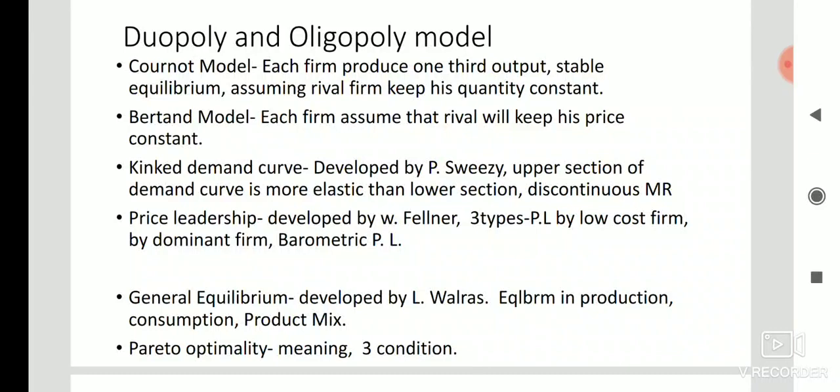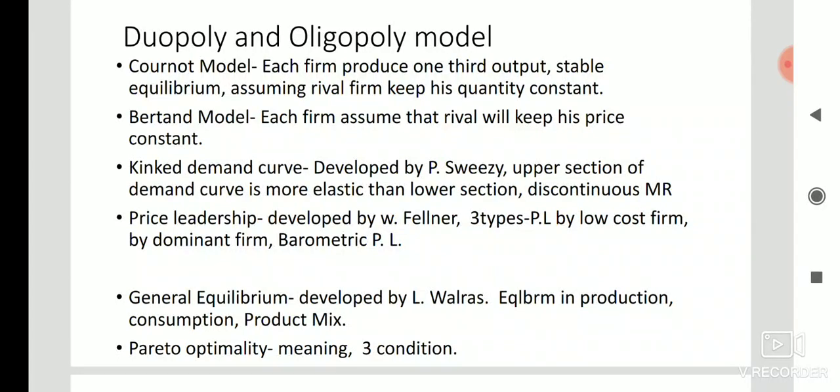If it comes to collusive oligopoly, then one of the important forms of collusive oligopoly is price leadership. Here the price leadership concept was developed by W. Fellner. Basically, questions come from types of price leadership, and there are three types of price leadership.